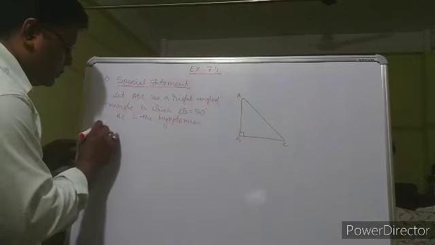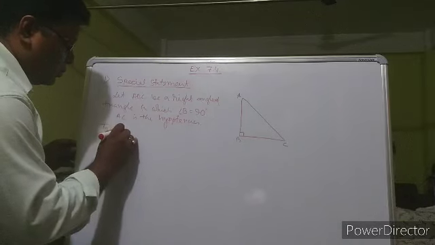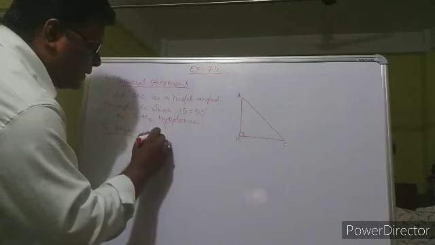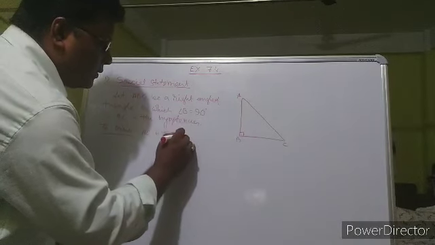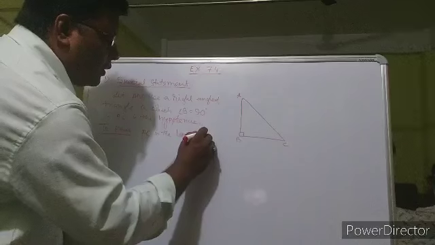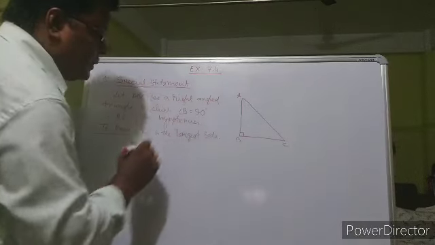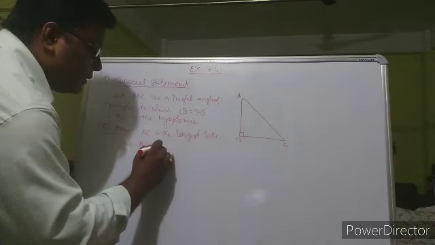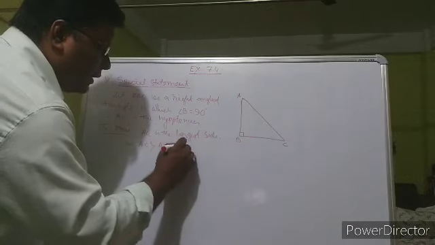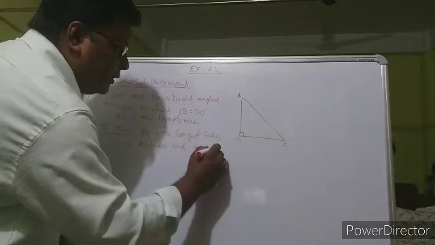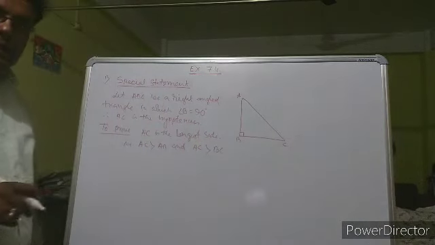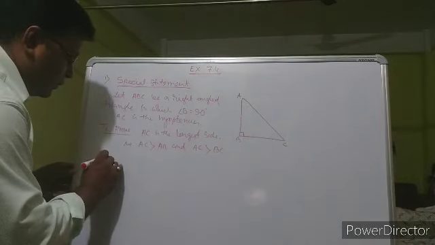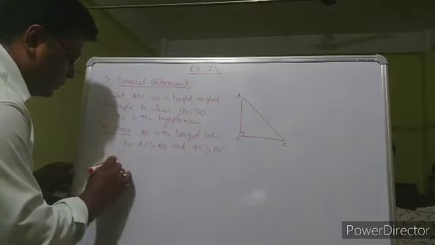To prove: AC is the longest side, that is, AC is greater than AB and AC is greater than BC. So, proof part. Proof.